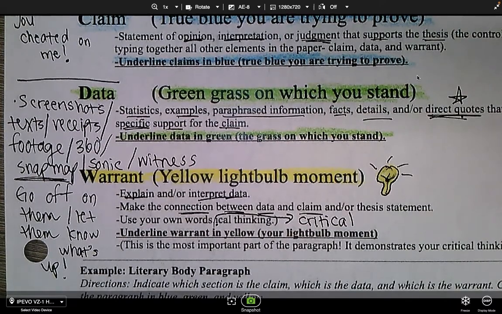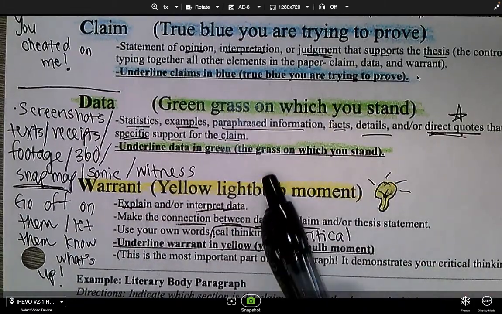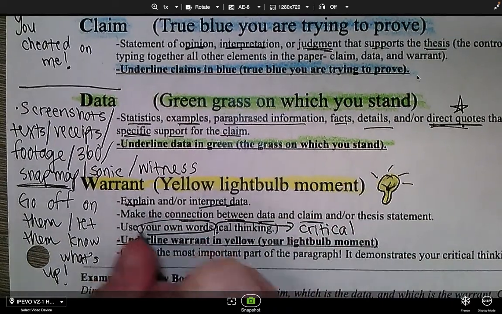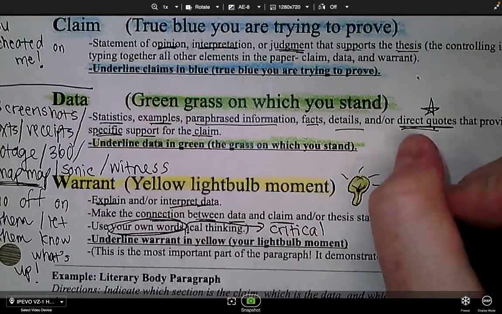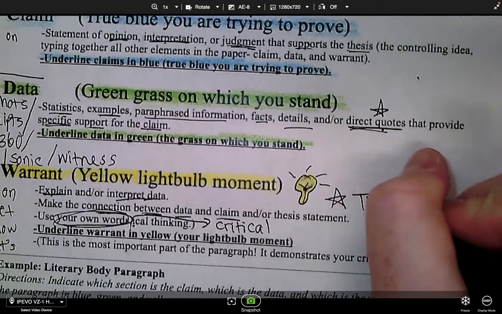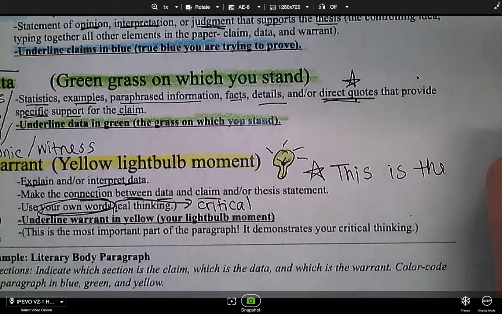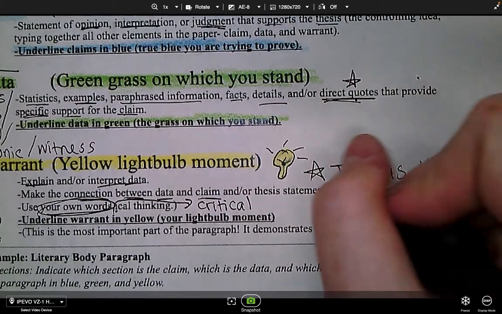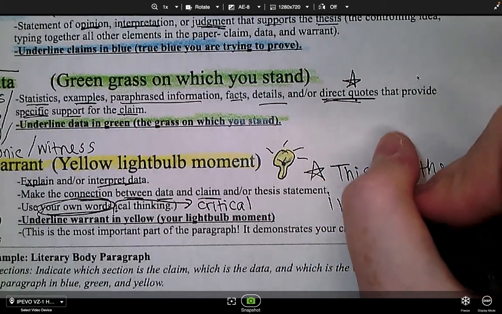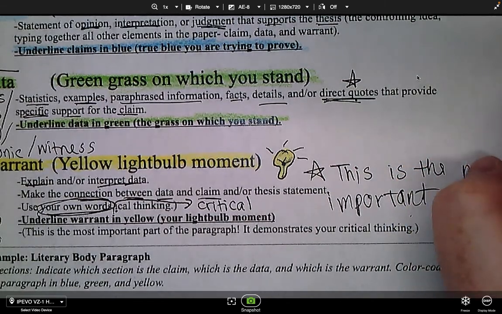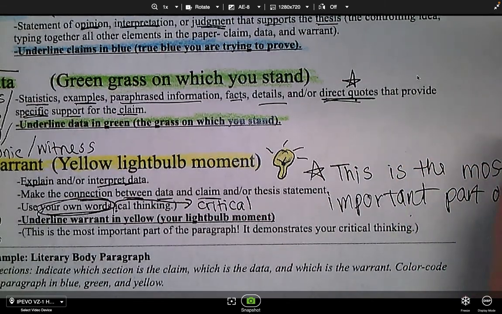Now, this is the most important part because you're not just using the author's words or the actual data. You are using whose thinking? Yours. So put a star. This is the most important part of the paragraph.